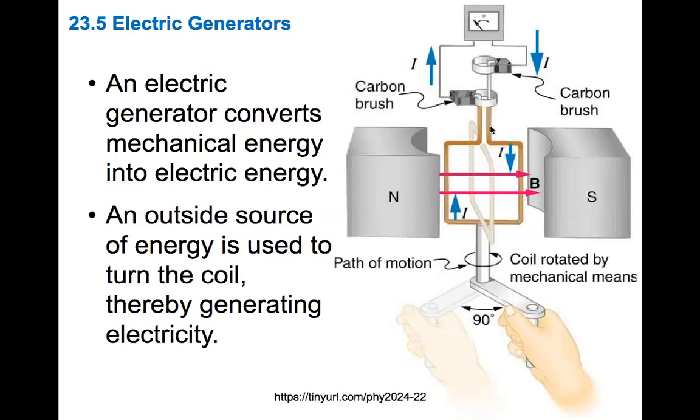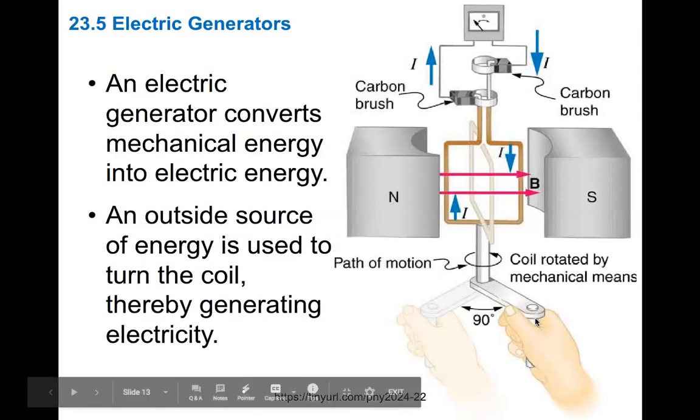Now in here, although it looks like a single loop, it typically has multiple loops wrapped together, say N turns. Typically it could be hundreds or even more than that. This loop will be placed in a magnetic field provided by these magnets, with the north pole on one side and the south pole on the other side. Then what you need is an input of mechanical energy. Like, you can empower this by just using your hand.